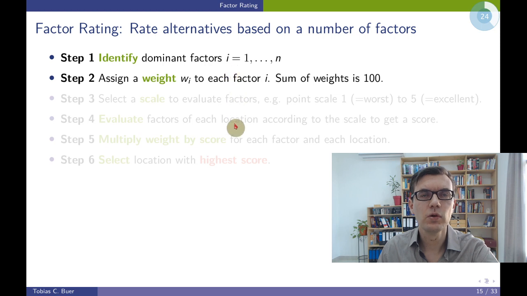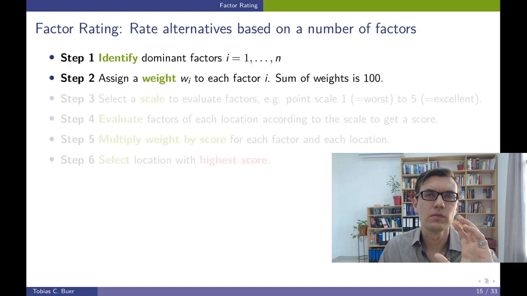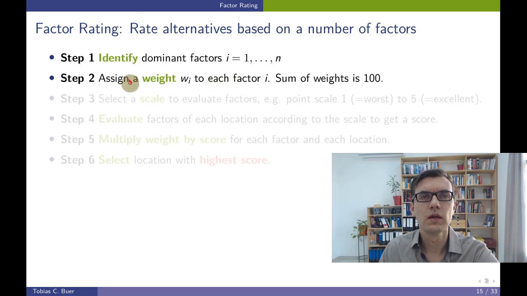So in step number 2, we have to decide which factor is how important. So we assign a weighting for each factor, and I write it like this: W for the weighting, and W of i is the weighting of the factor i. And i can be any number between 1 and n. It means we are doing this step number 2 for all the factors numbered from 1 to n. What is crucial here is that the sum of the weights equals 100.